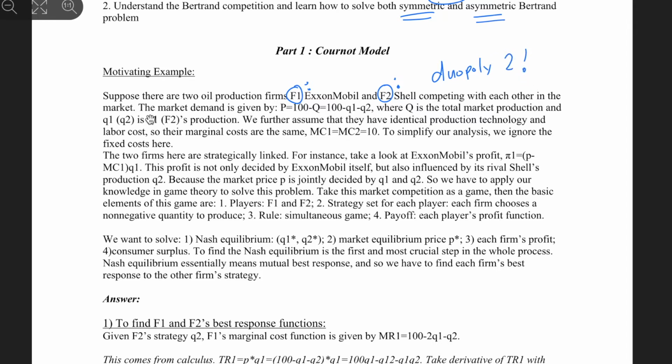And the market demand is given by P equals 100 minus Q. And what does that Q mean, right? So when we have the market demand, we have the demand curve P equals 100 minus Q. So we have to understand what is this P and what is this Q.